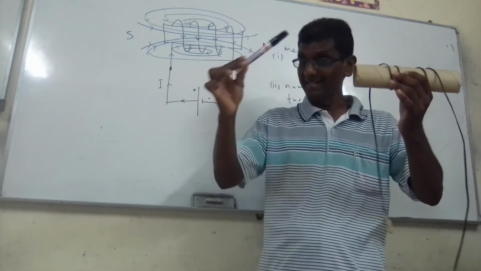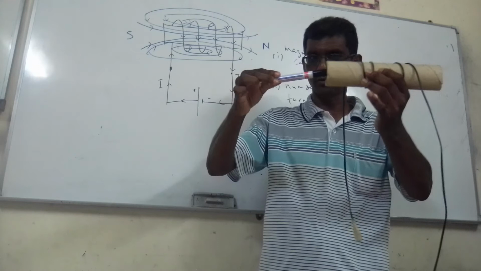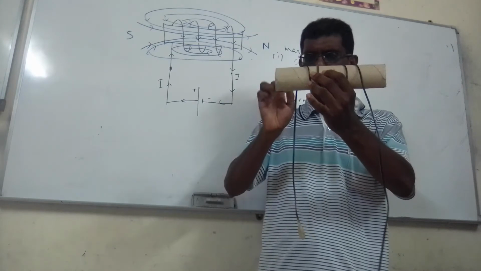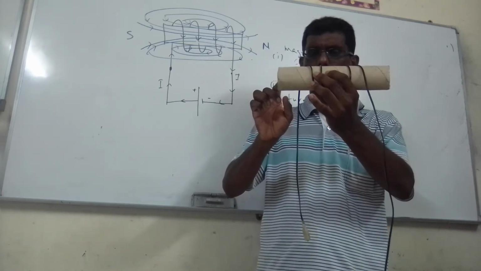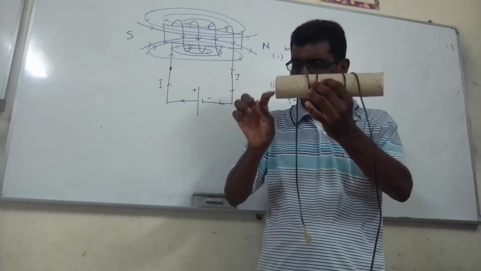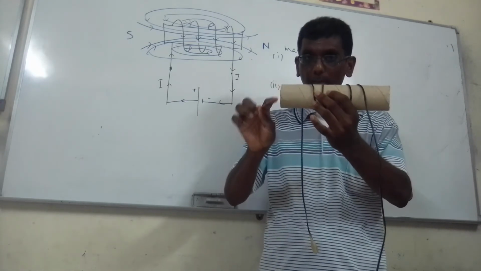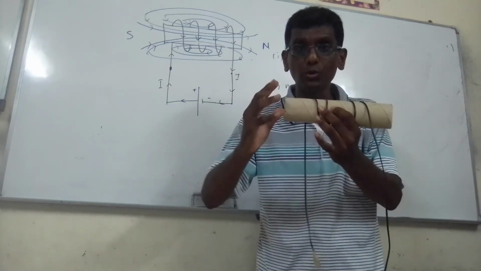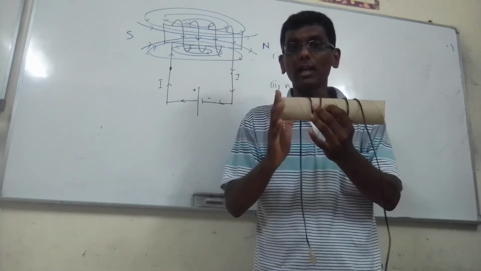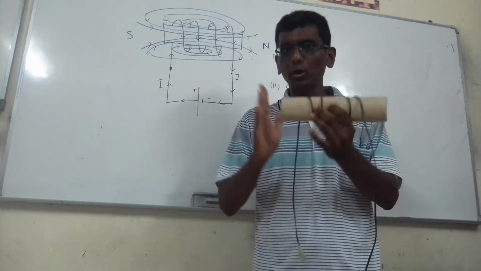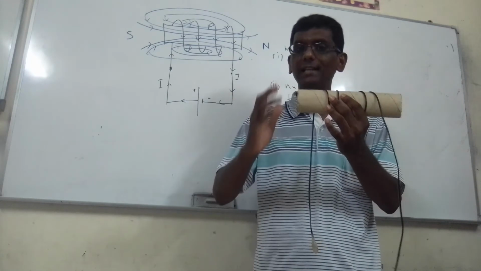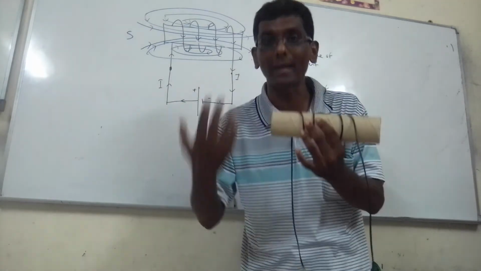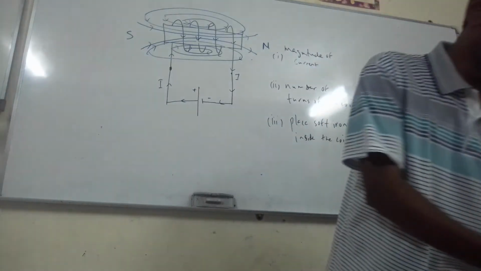Okay, imagine a soft iron core. You place the soft iron core inside. If you place a soft iron core inside the solenoid, it will increase the strength of the electromagnetic field. It boosts the strength of the electromagnetic field. Why does it boost the strength? I will explain next class, when you study electromagnets. Okay, these are the three factors.